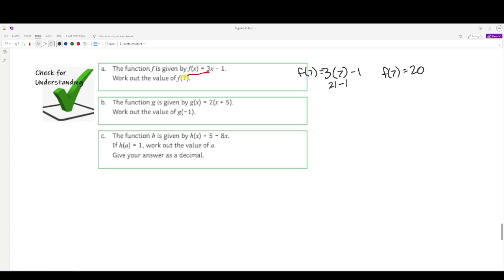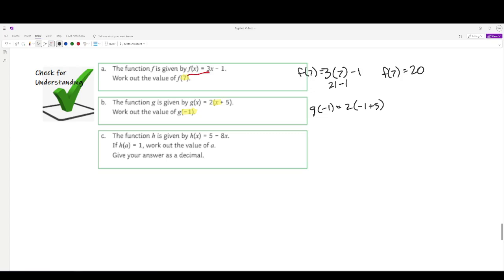The function g is given by g of x equals 2 times the quantity x plus 5. Find g of negative 1. Oh, I'm really glad we have this example. That's good. So negative 1 is replacing x. Let's write that. So g of negative 1 equals 2 times the quantity negative 1 plus 5.